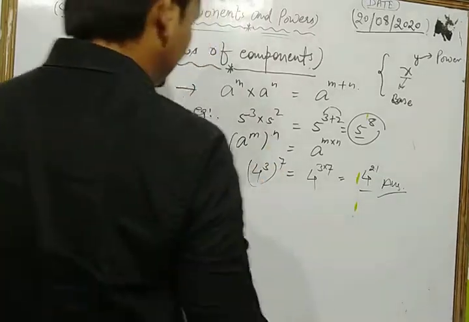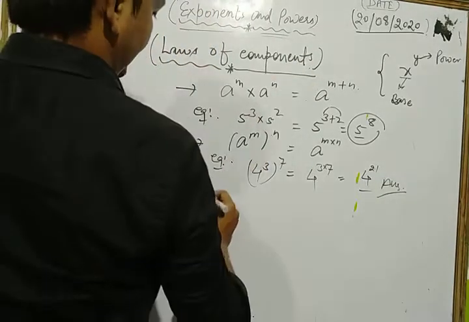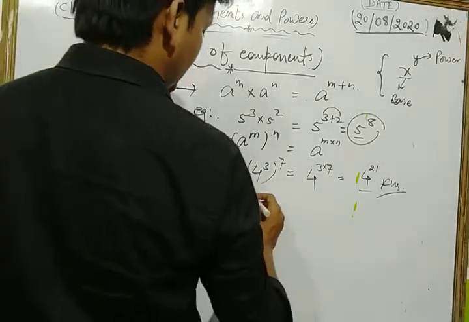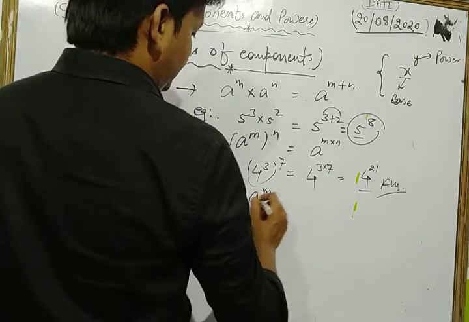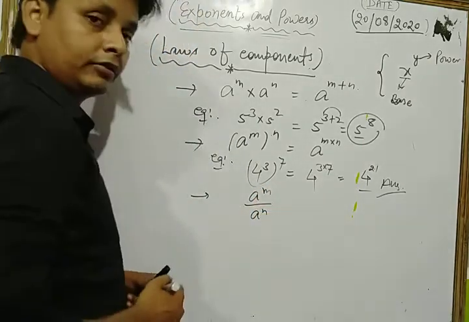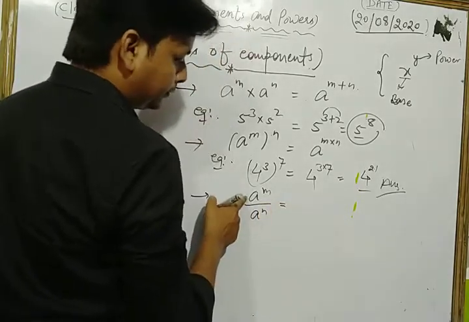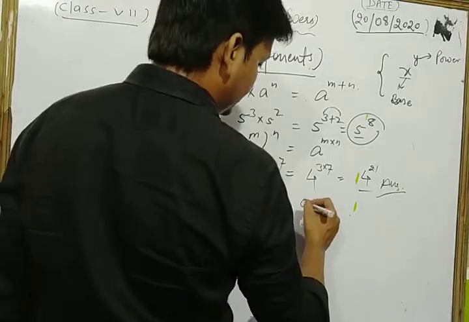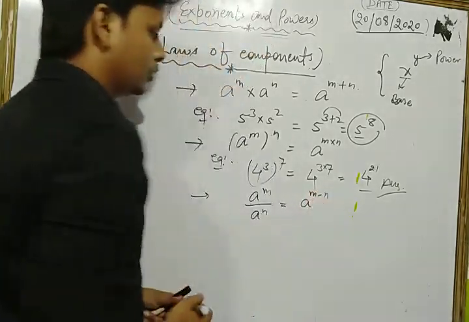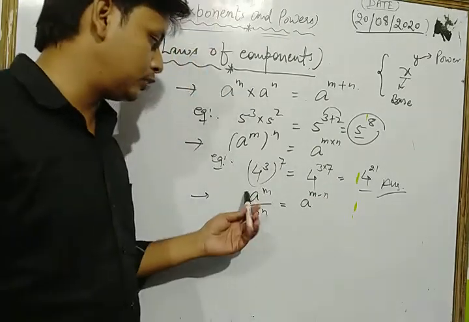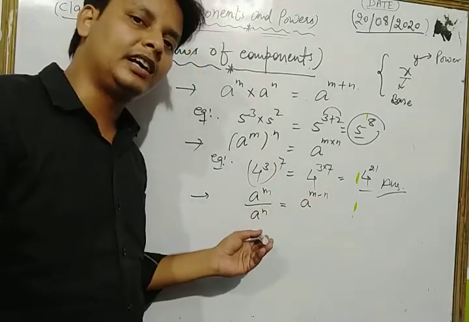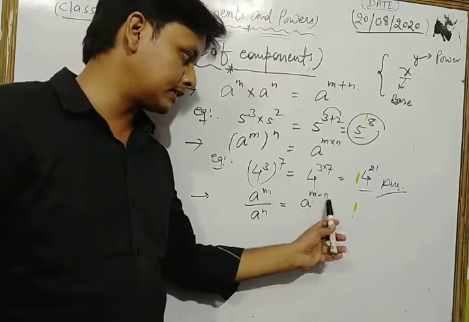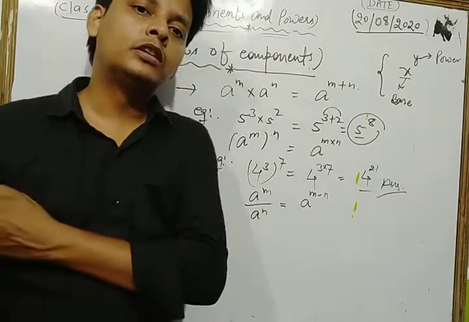Okay, now we take another law of exponents. Let's see, dear student, if we write a to the power m upon a to the power n, then what we get? If we divide, here the bases are the same but the powers are different, then in this law we write it in the form of a to the power m minus n. This is also a very important concept.